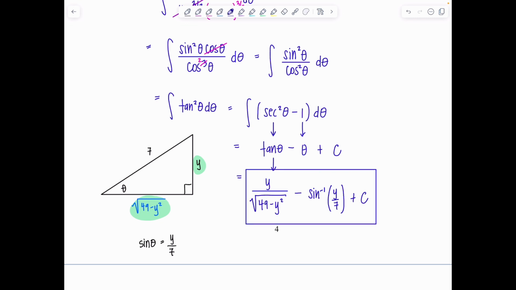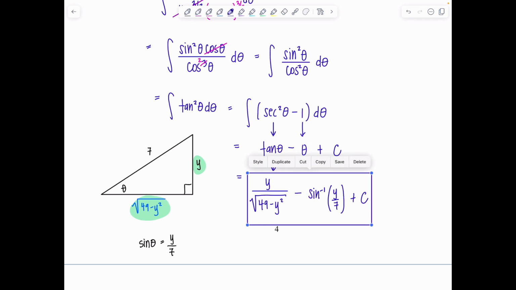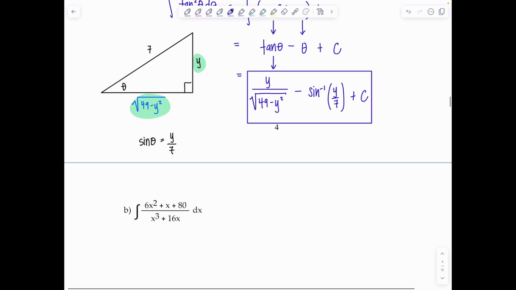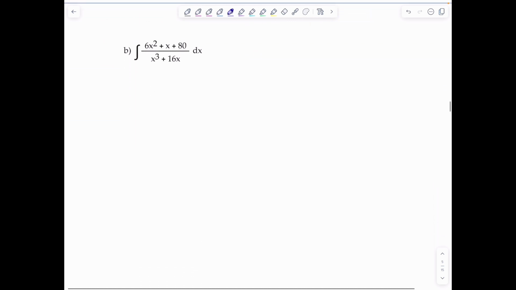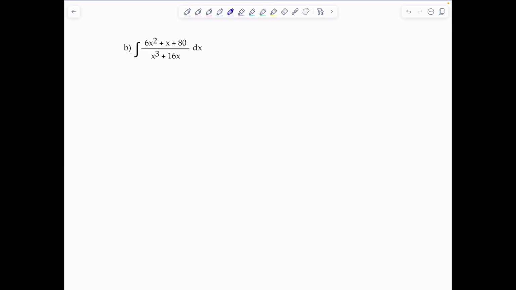It's worthless. Okay, how was that one? Yeah, they did fairly well. I think almost everyone got this one right. Okay, here's another. Integral of 6x squared plus x plus 80 over x cubed plus 16x dx. Any ideas what to do?